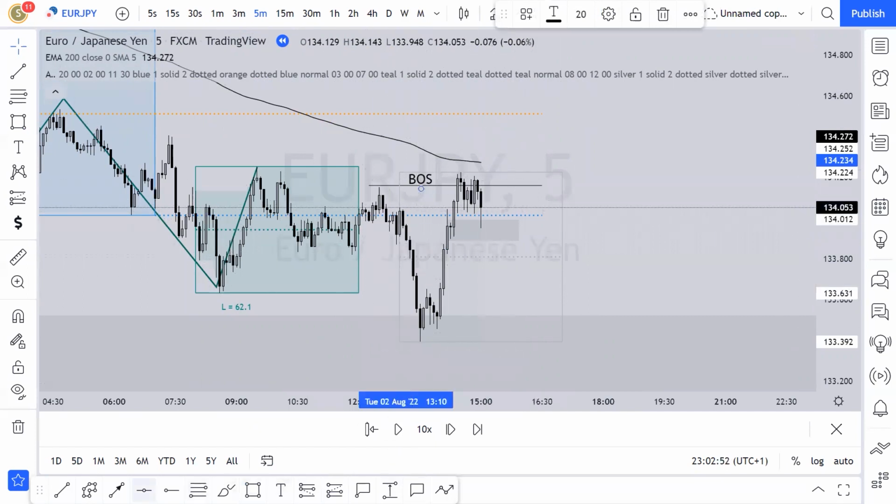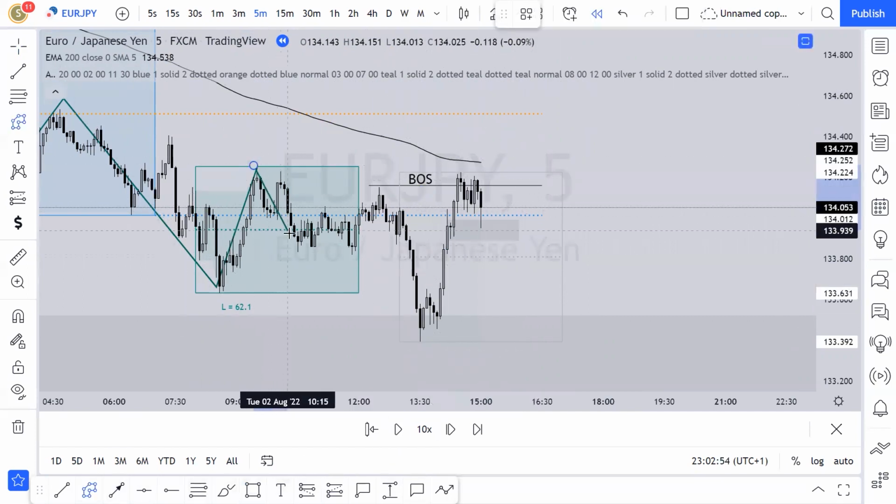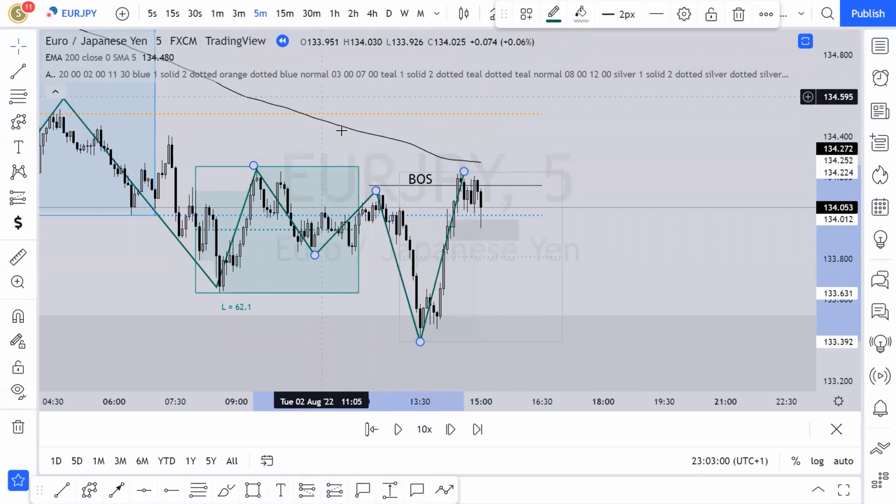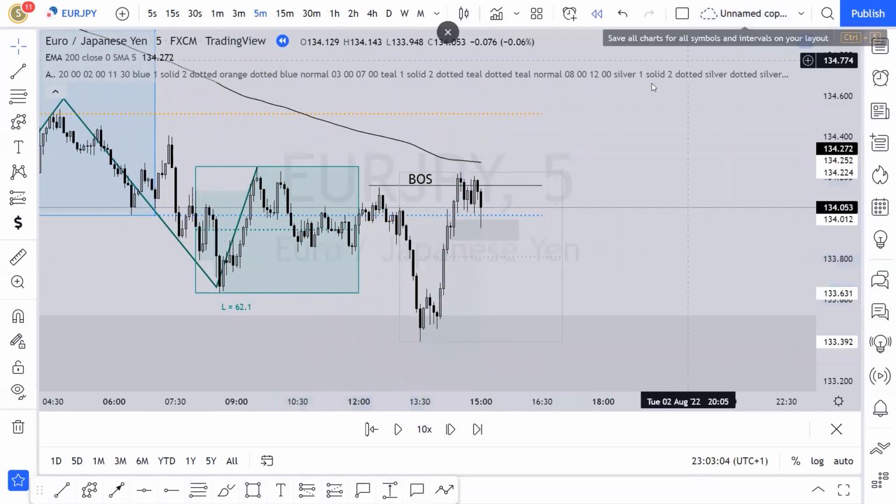If we come more into the lower time frame, we can see that when price traded downward, price mitigated this and then broke structure. So, you know, when you're around your POI, you want to take note of every single thing that goes on.